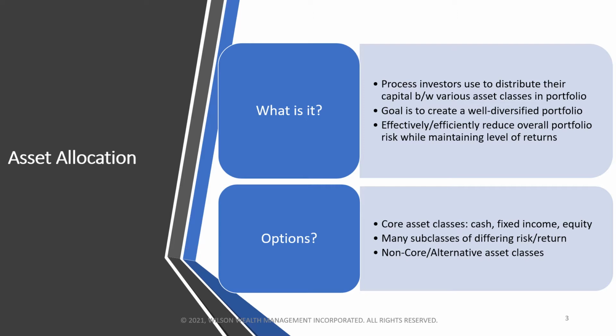As well, you have non-core, also called alternative, asset classes. Maybe that's commodities, maybe that's real estate, maybe that's venture capital, private equity. There's a variety of things, fine arts. So you've got quite a wide range that you can put into your asset mix.